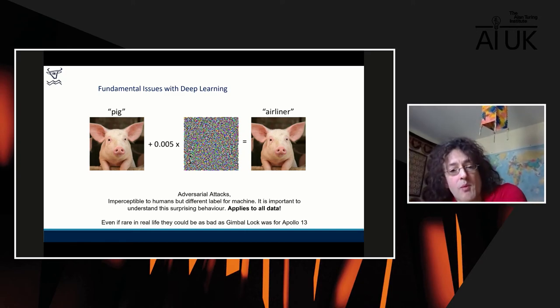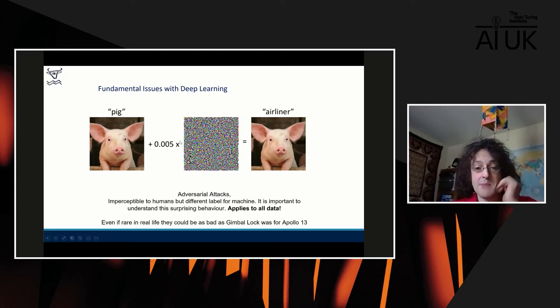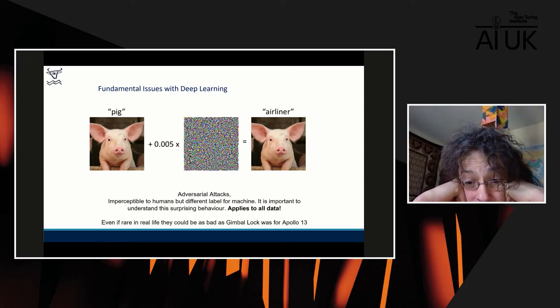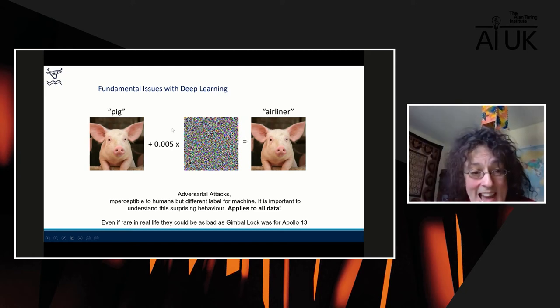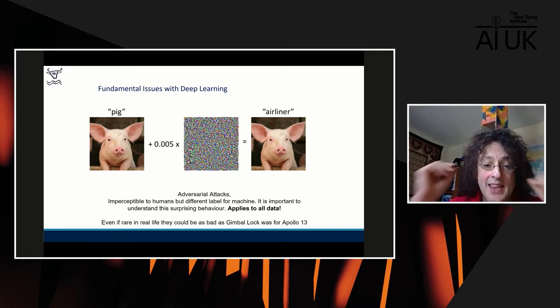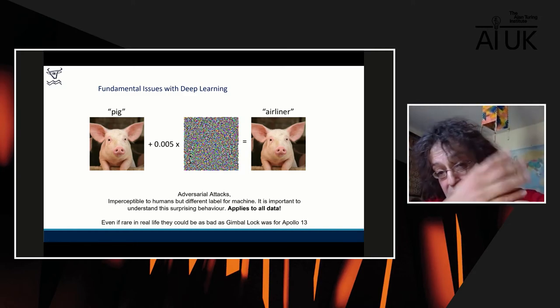So what you can do is find a certain pattern of noise. This has just been slightly magnified, but actually the noise pattern itself would be imperceptible to a human, and you can add it to the image. And very often you can cause arbitrary changes in the classification. So this image here has had that noise pattern added to it, and the classifier now goes from pig to airliner.